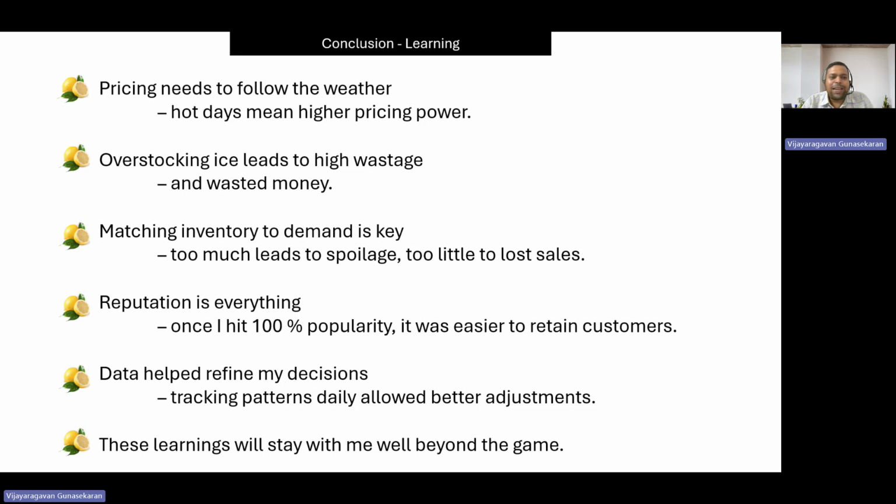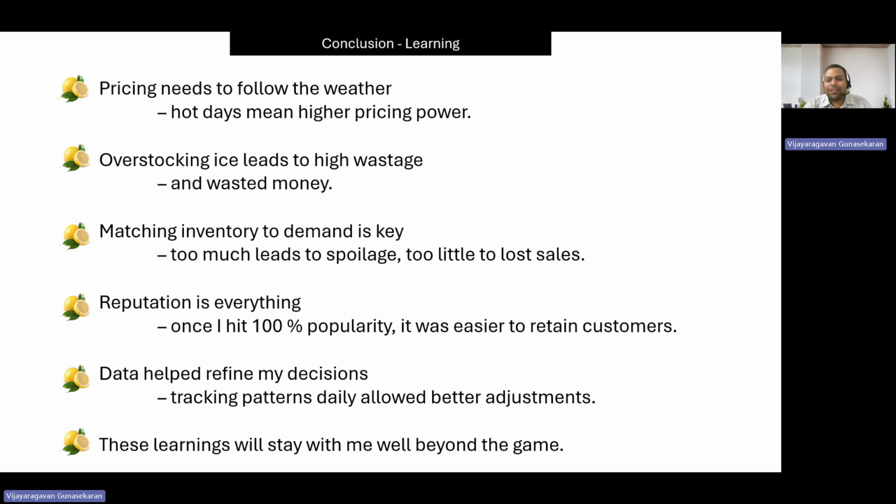Third point, matching inventory to the demand. As I said in the earlier presentations as well, the potential customers range between 70 to 120, that is the study that I've done so far. With this particular game, understand the trend and keep the inventory appropriate, not too much inventory. If it goes, it will go to waste, so it is automatically a loss to the company.